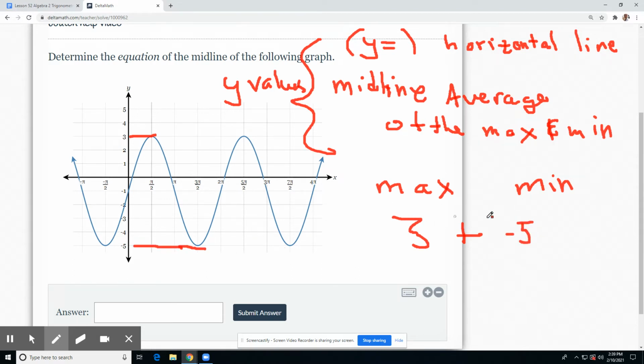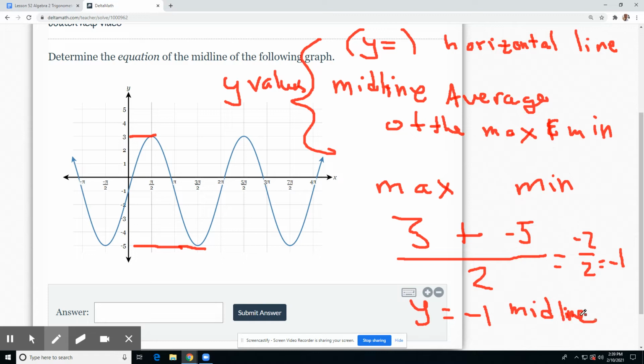How many values do we have here? We have 2 values, so we divide by 2. That's the average idea. So in this case, that'd be 3 minus 5, which is -2, divided by 2. That's equal to -1. And so that would be y equals -1. That's our midline.